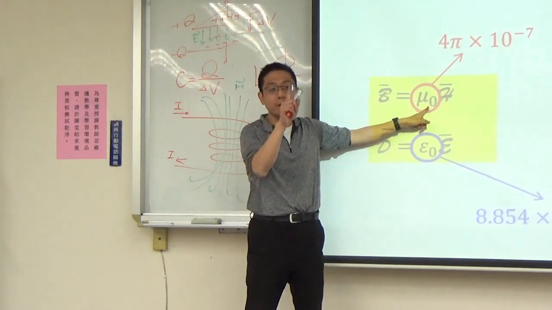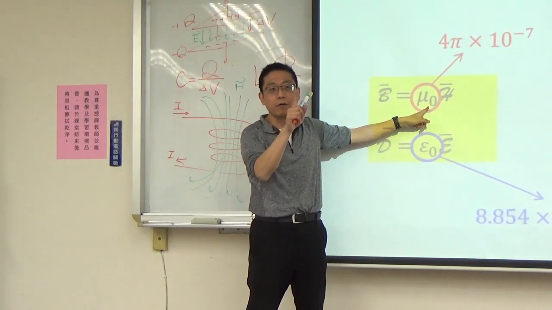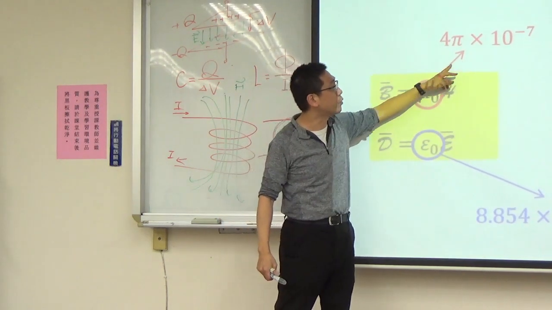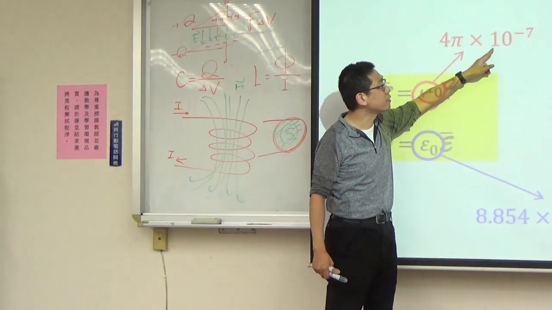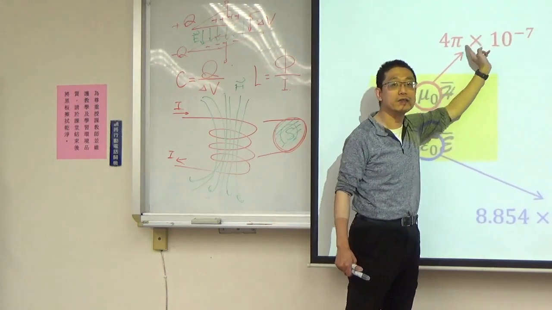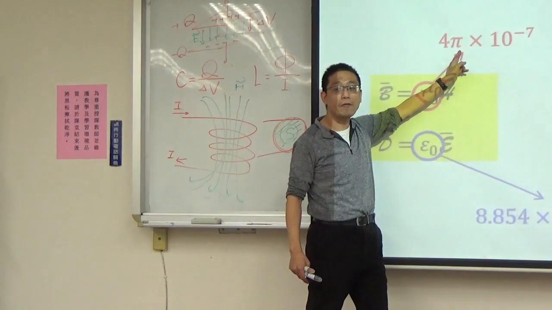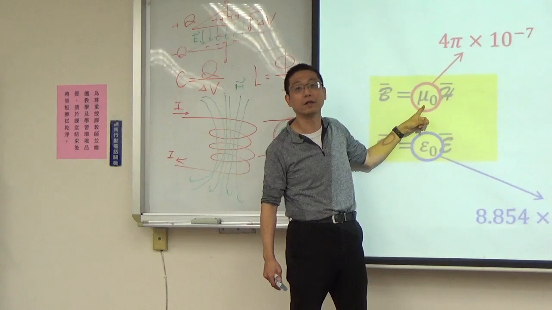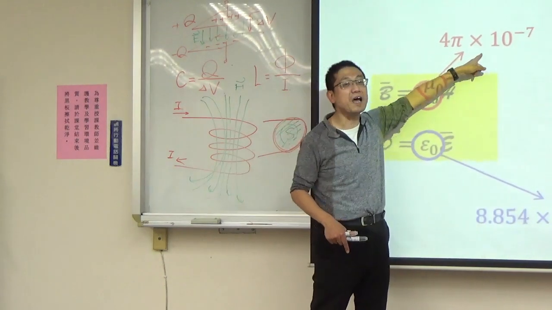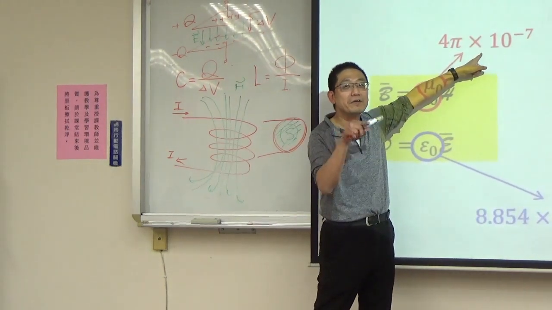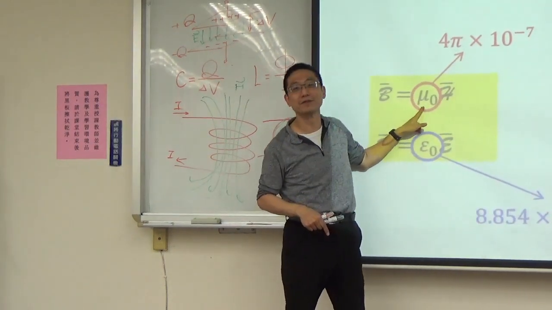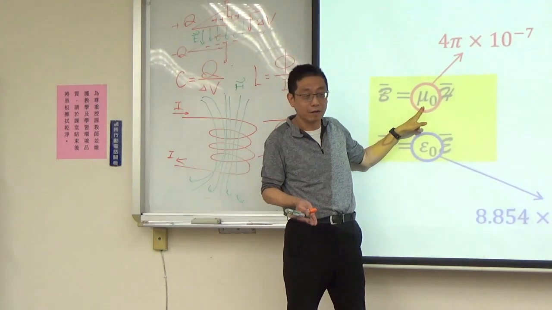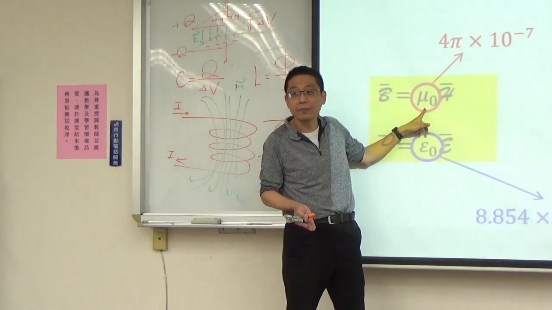Okay, something good is if you are in the air, you just remember mu zero equals 4 pi times 10 to the minus 7. This is a constant. Every time you see mu zero, especially in your midterm, you need to give me the number and do the calculation. You are not allowed to just use mu zero, okay? Give me the number, okay? Okay, this is a constant for the air.